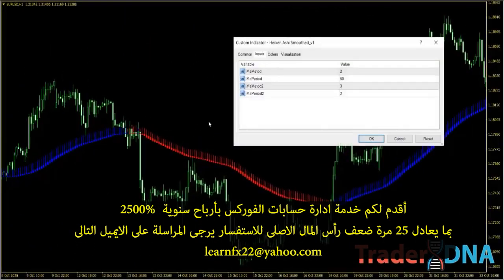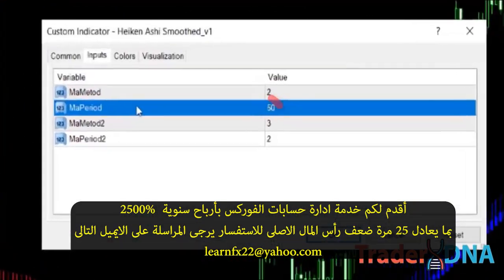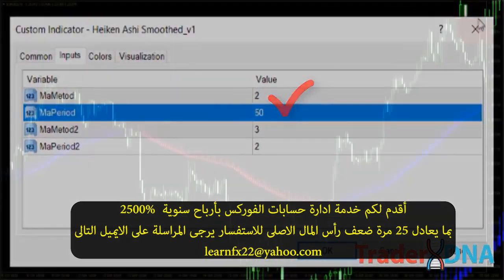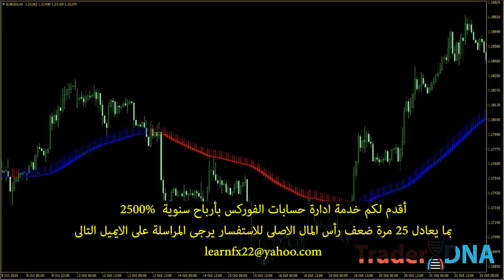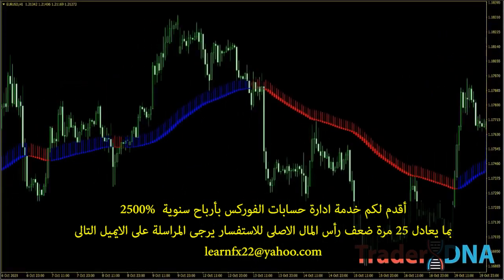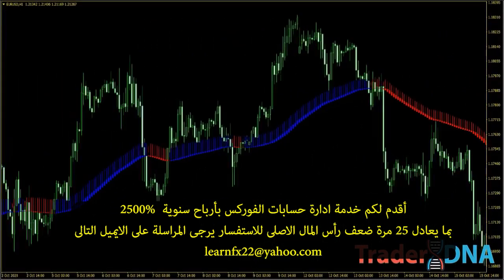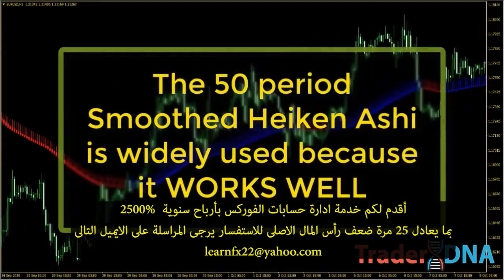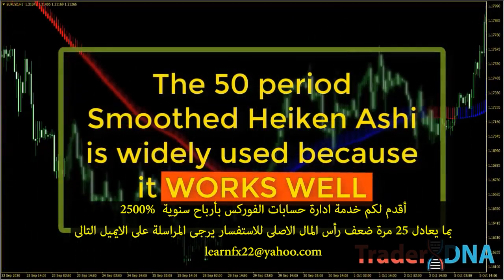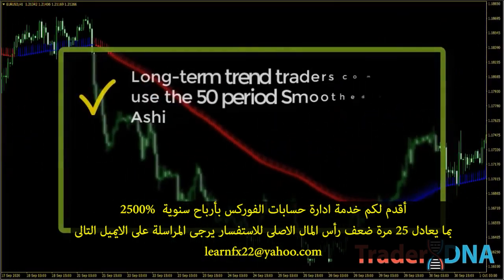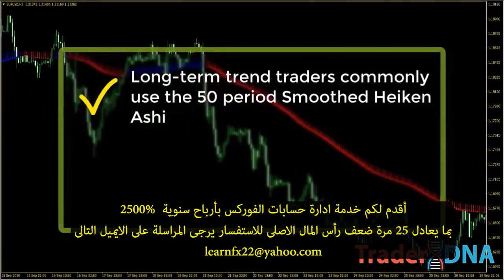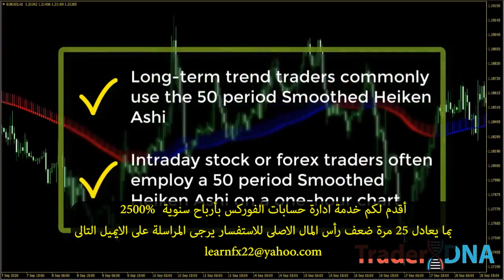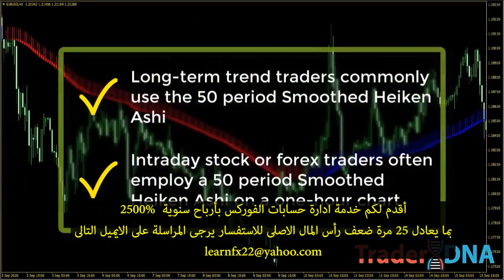50-period smoothed Heikin Ashi. 50-period smoothed Heikin Ashi acts like an intermediate-term moving average. Again, the 50-period smoothed Heikin Ashi can work as long as you use the indicator on assets with less volatility. As noted, the 50-period smoothed Heikin Ashi is widely used because it works well. Long-term trend traders commonly use the 50-period smoothed Heikin Ashi, whereas intraday stock or forex traders often employ a 50-period smoothed Heikin Ashi on a 1-hour chart.